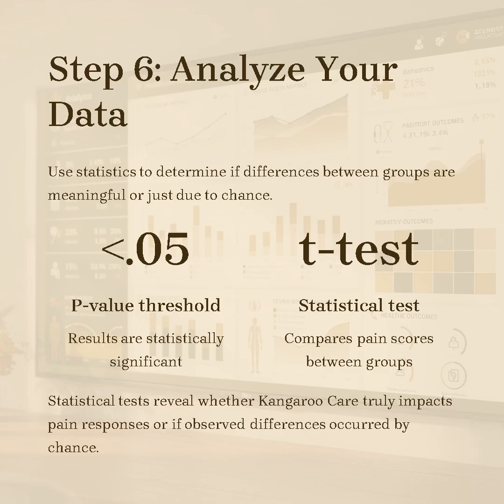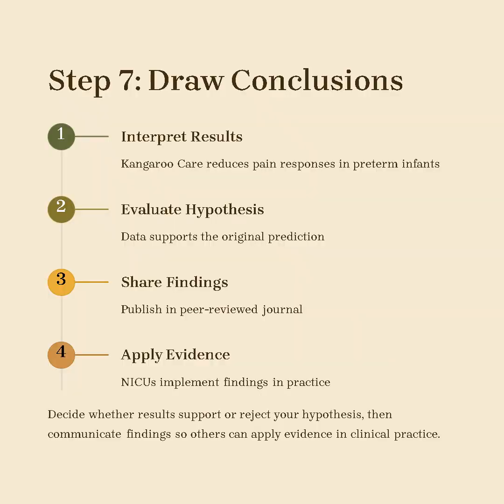Fine. Now analyze your data. Use statistics to determine whether the differences between the groups are meaningful or just because of chance. So the p-value is the threshold and the t-test is the statistical test we can use. So the results are statistically significant, and this t-test compares the pain scores between both groups. So now the statistical test reveals whether kangaroo care truly impacts the pain response or if the observed difference occurred by chance. Fine. Coming to the next, interpret the result.